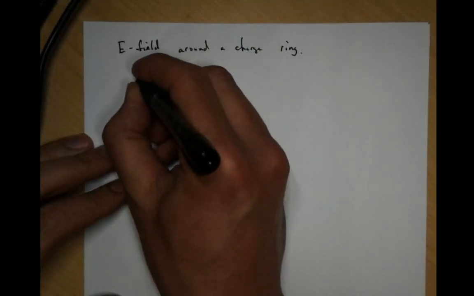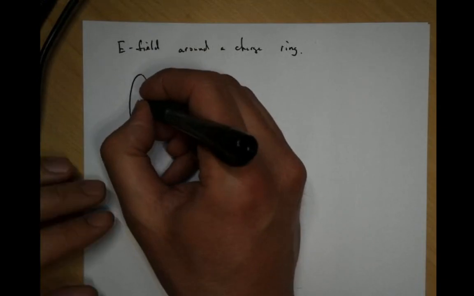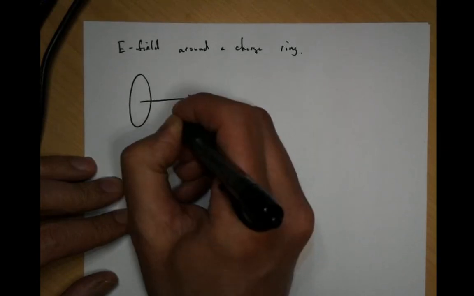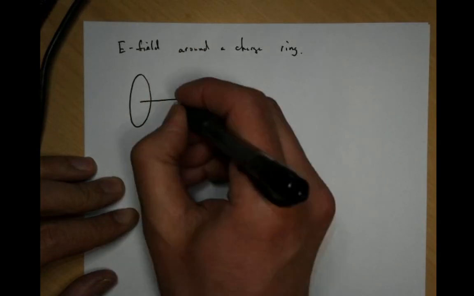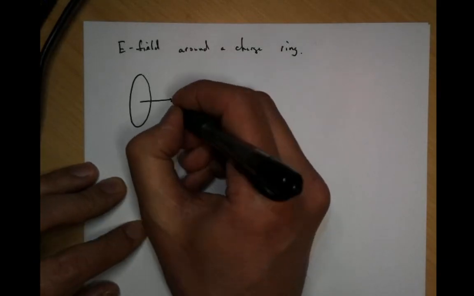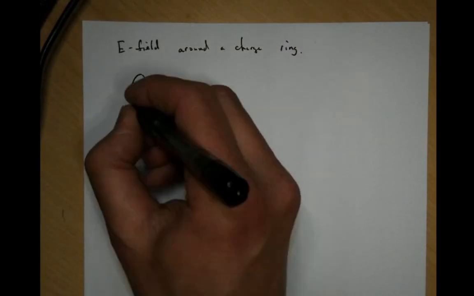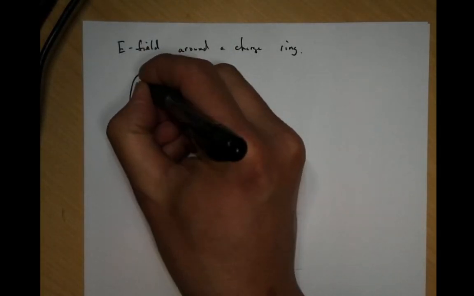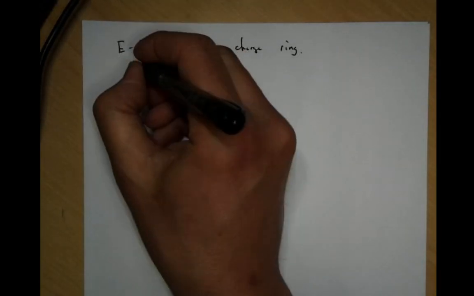So here's my charge ring. Let's think about a point along the axis of the ring, along the x-axis. This ring is in the YZ plane, for instance. And this is my position P, at some position x relative to the axis here. Let's say this is x equals 0. Now this charge ring has a radius capital R, and it will have a total charge Q.